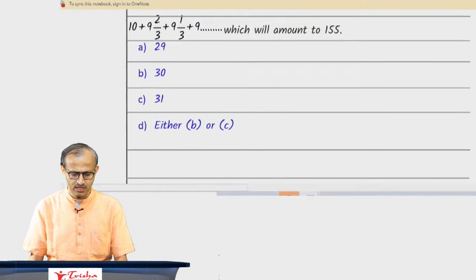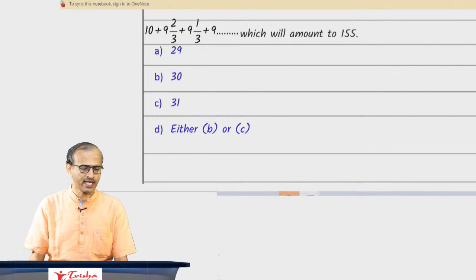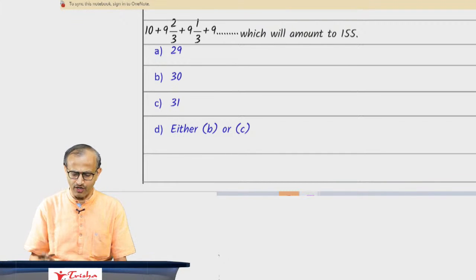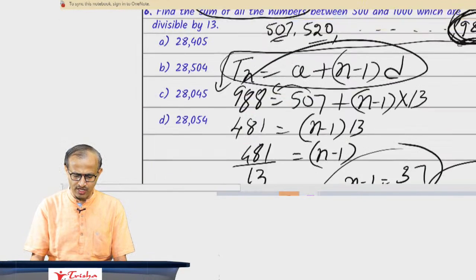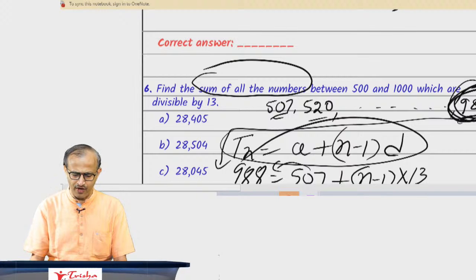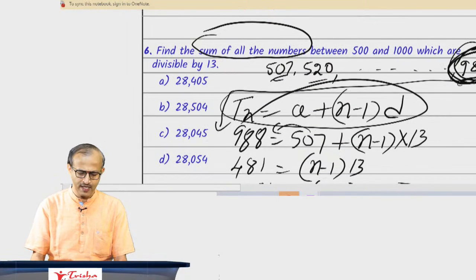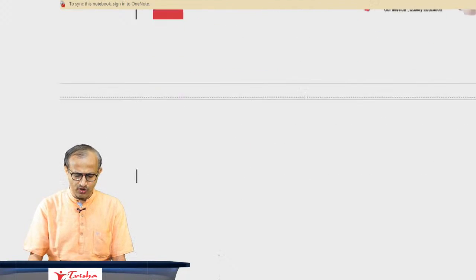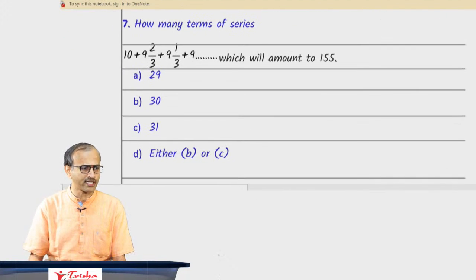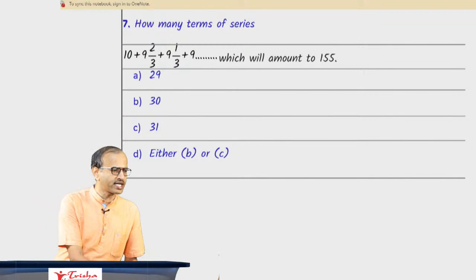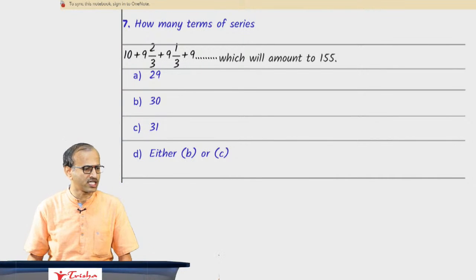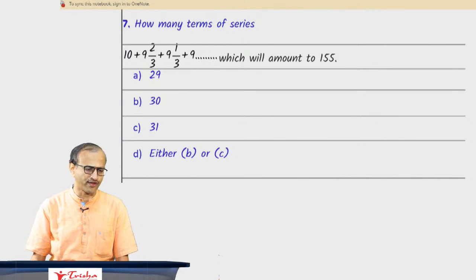Excellent. So the question is here: 10, 9 2/3, 9 1/3, 9, etc., which will make the total 155. The last discussion was the sum of all numbers between 500 and 1000 which are divisible by 13. If you have not received the question, please get it from our coordinators. Today's question is: how many terms of the series will make the total 155?